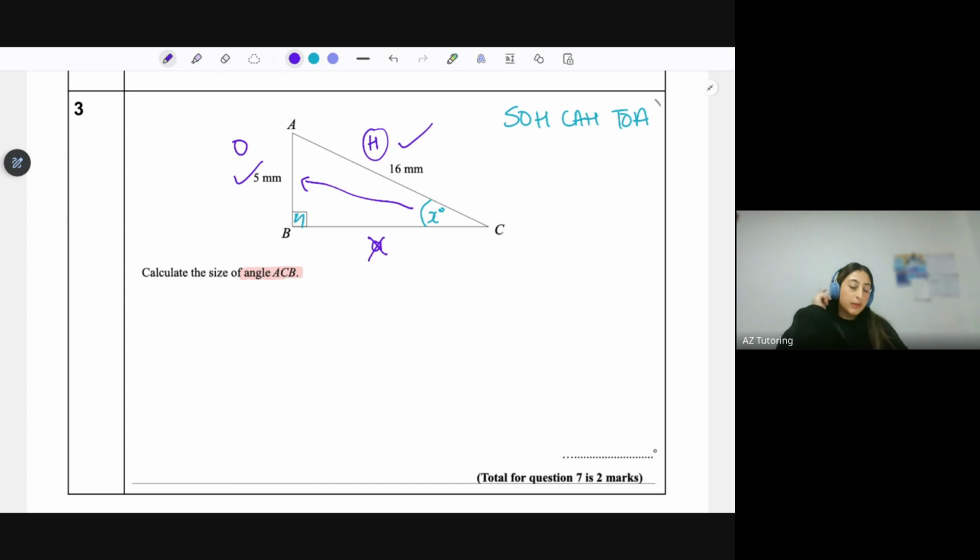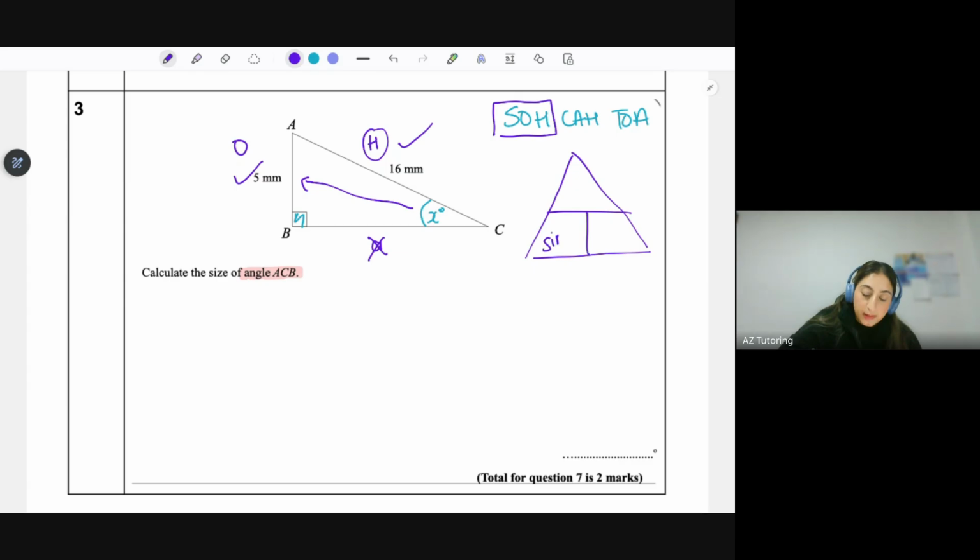Okay? So now let me just draw the triangle. Which one has O and H in it? Sine. So sine of x equals opposite divided by hypotenuse. I'm going to draw the triangle. Opposite divided by hypotenuse. And this time we need to find the angle.